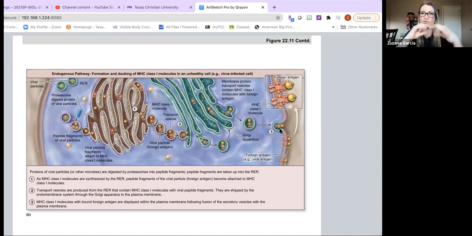And those pieces of that protein from the virus are going to now become antigens on those MHC class 1 molecules. So you still are probably going to have some self-antigens there, but now you're also using these viral pieces as antigens. So now you can see what's sticking to the outside. We have the foreign antigens sticking to the outside. So guess what happens if an immune cell comes along and it sees this? It's going to be like, yeah, you're not supposed to be here.